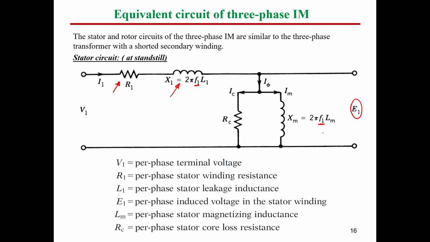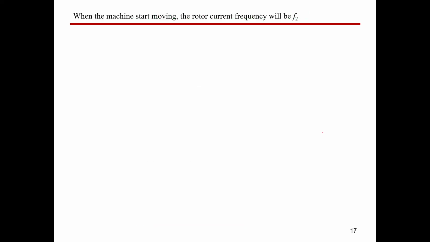And this is the definition of all of these parameters. As you can see, guys, it's typically like the primary winding of the transformer. And here, guys, this is the per phase equivalent circuit of the stator, because you know that we have 3 phases.